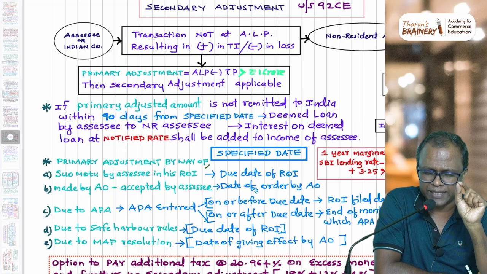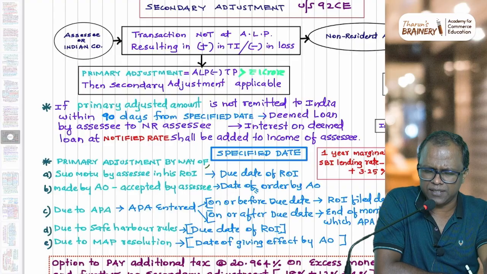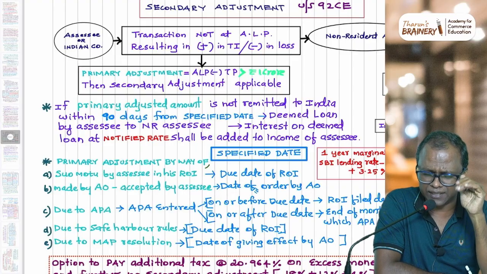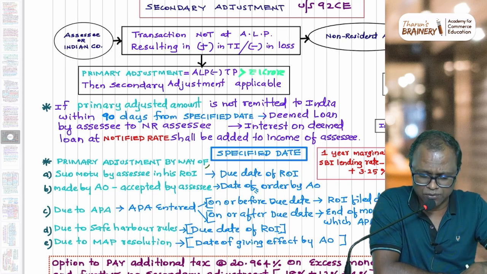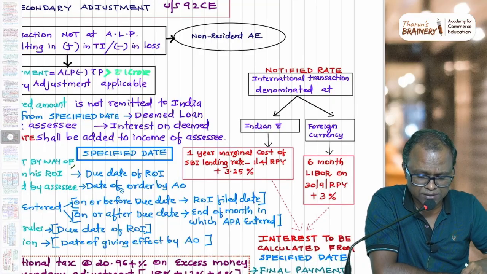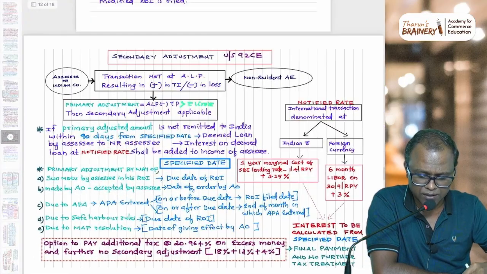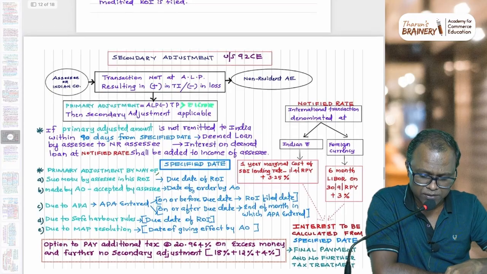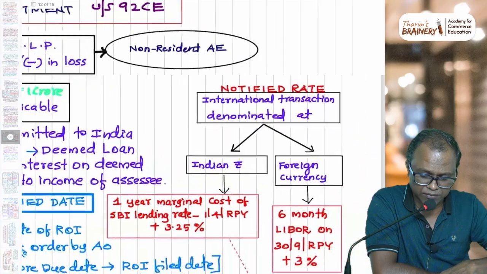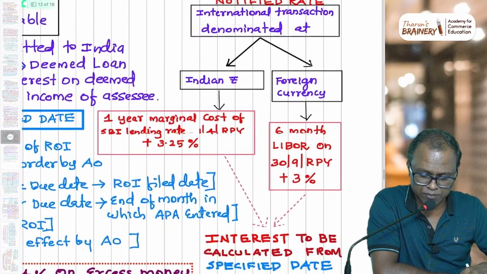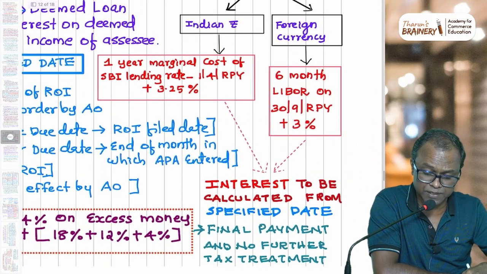Then there will be deemed interest, because this much money which was not brought back to India will be treated as a loan given by the Indian entity to the AE, on which notional interest will be calculated, and that notional interest will be taxable as income for the Indian entity, and you have to pay tax on that. Generally the time limit is 90 days from the due date for filing ITR. If the money has not been repatriated within that time limit, it will be treated as a deemed loan and an interest rate will be applied. Interest will be calculated from the specified date.